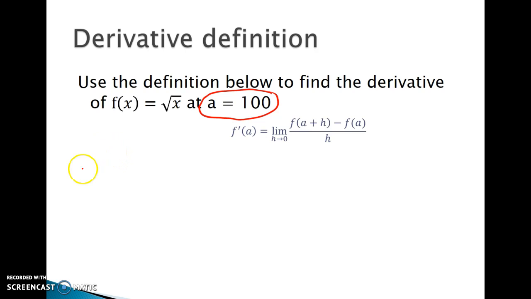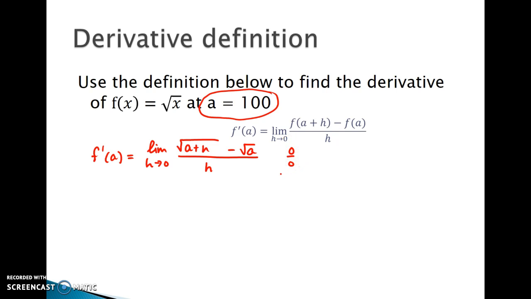So if you want to pause the video so you can try this yourself, I'd recommend that you do that, but I'm going to walk you through how to do this. So f prime at a is going to be the limit as h approaches 0 of the square root of a plus h minus the square root of a all over h. And what I notice is that I'm kind of stuck. I know this, if I plug 0 in for h, I get 0 over 0.